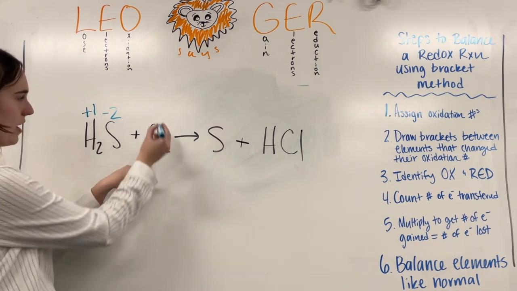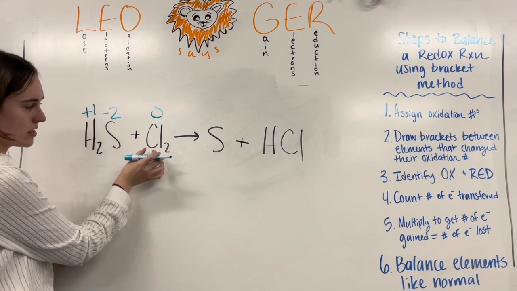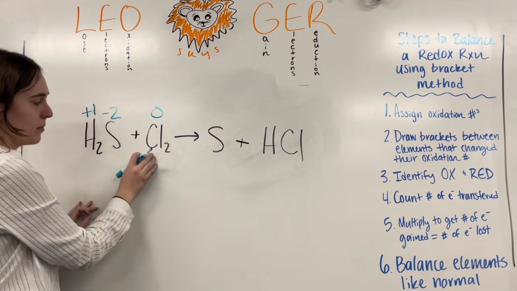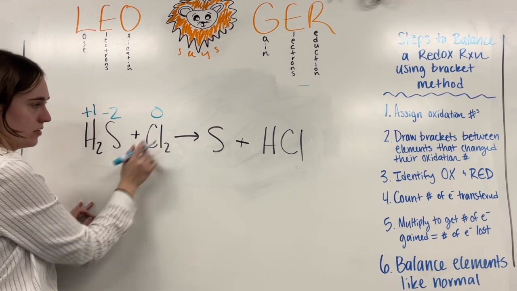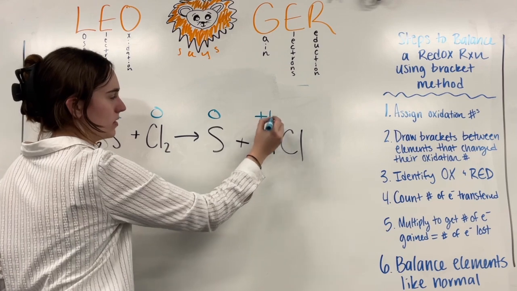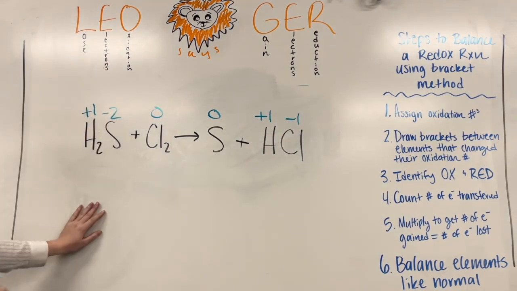This is an element not combined with any other element. Yes, it's combined with another chlorine, but you're looking for ones that are in compounds with other elements that aren't like it. So this is still 0. 0, not combined with another element. Hydrogen's always +1, so to balance it out, chlorine must be -1 here.